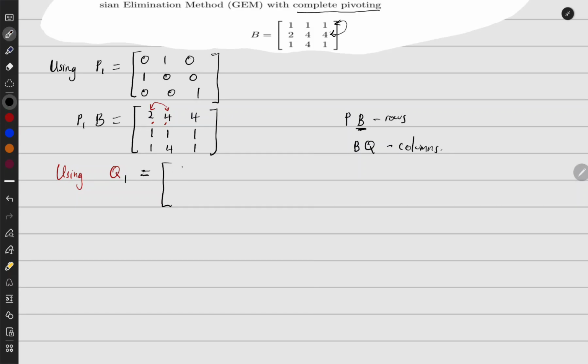I want to switch the first column to the second. The second becomes the first, and the first becomes the second. The last column I have no problem with. Therefore, when I multiply P1B with Q1, I will get 4, 1, 4, then 2, 1, 1, then 4, 1, 1. You can try to multiply yourself and see. Something like that. So now we proceed.